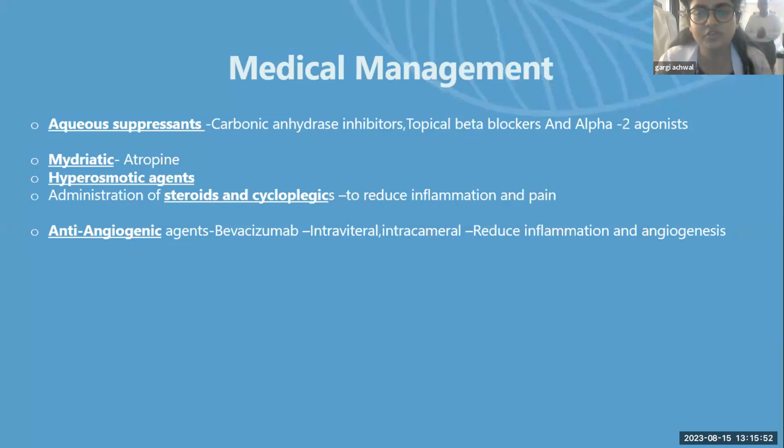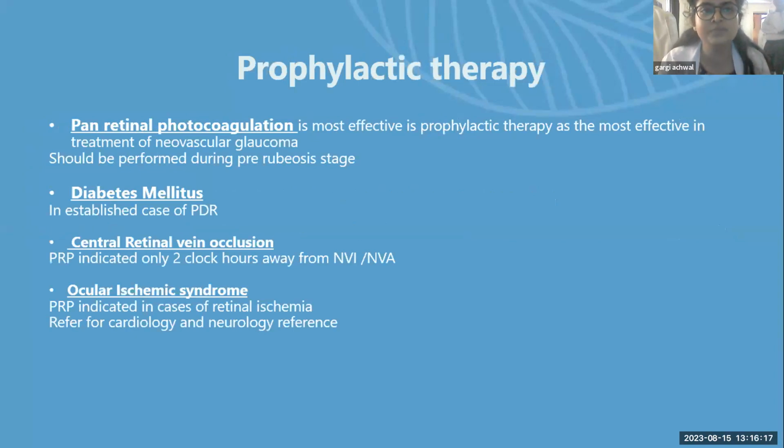How will we manage? First is always prevention and medical management. Medical management constitutes aqueous suppressants, which are carbonic anhydrase inhibitors, topical beta blockers, and alpha-2 agonists. Mydriatics such as atropine and hyperosmotic agents such as mannitol can be given. Cycloplegics and steroids, and anti-angiogenic factors such as anti-VEGF, bevacizumab, should be given intravitreal or even intracameral in order to decrease the angiogenesis.